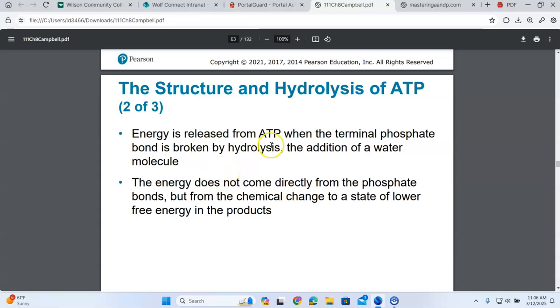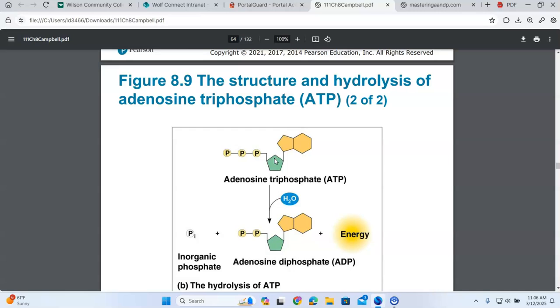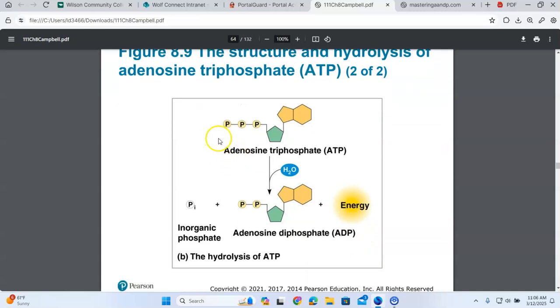Now, the way that ATP releases energy is when the 3rd phosphate, or the terminal phosphate bond, is broken by hydrolysis, or breakdown by the addition of water. So basically, when a phosphate is released from ATP, then energy is released. That's how a cell would get energy from ATP. When ATP has water added to it, the water is used to remove that 3rd phosphate. So you would end up with an inorganic phosphate plus ADP, adenosine diphosphate, plus the energy that's released, because this is an exergonic reaction. And so this is what happens to release energy from ATP.